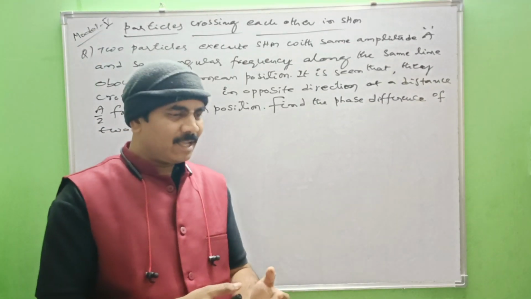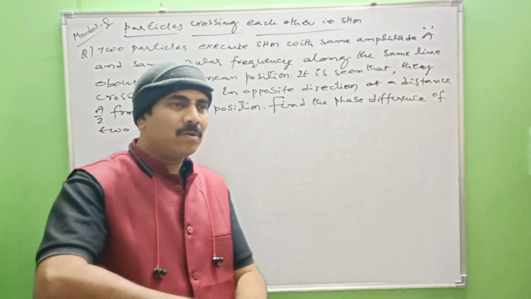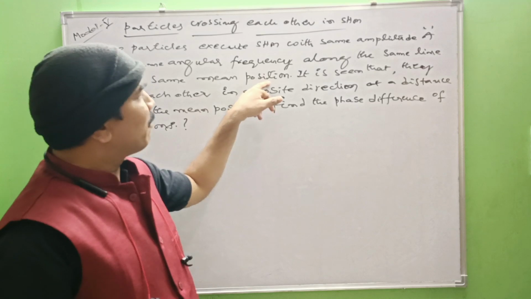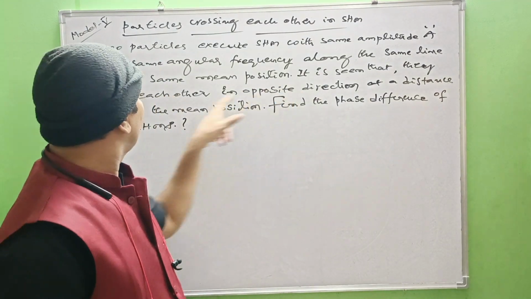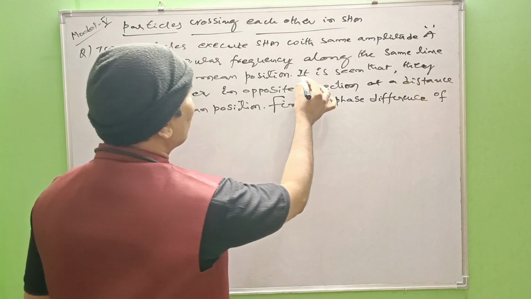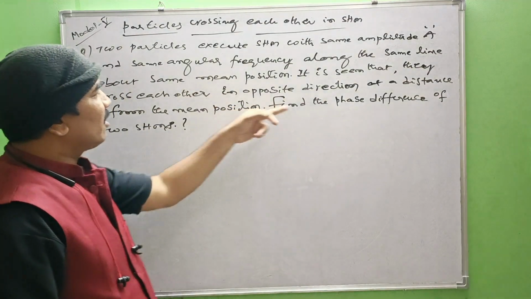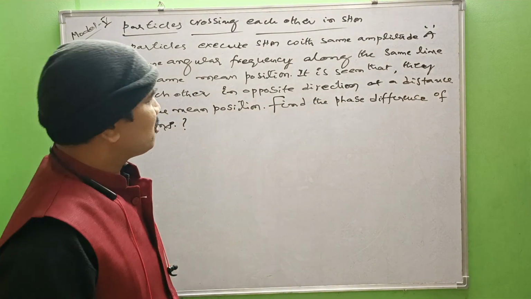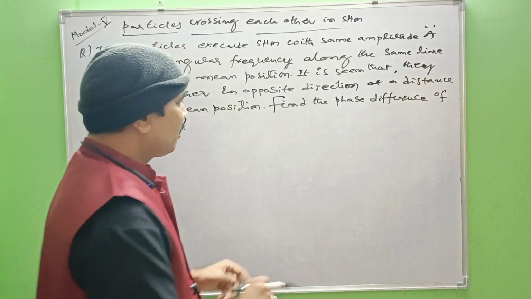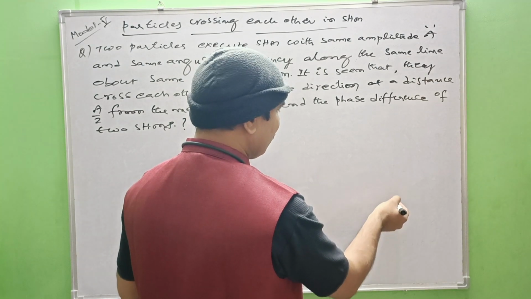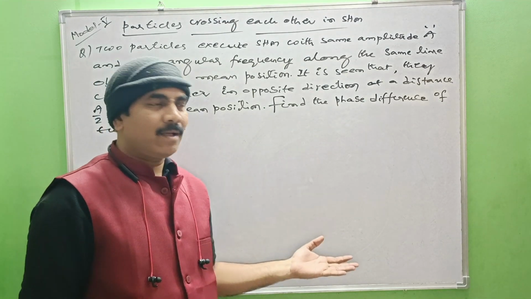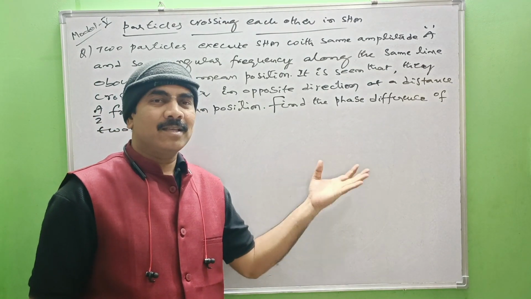That means if I take these two particles moving in the same circle with uniform circular motion, then their projections are opposite to each other. That is the meaning of crossing in opposite direction. Okay. So what is the given point here? They cross each other in opposite direction at a distance a by 2 from the mean position. Find the phase difference of the two S.H.M. From the data, it is evident that both are moving along a circle. Of course, it is not given, but we can take the projection of uniform circular motion as simple harmonic in nature.